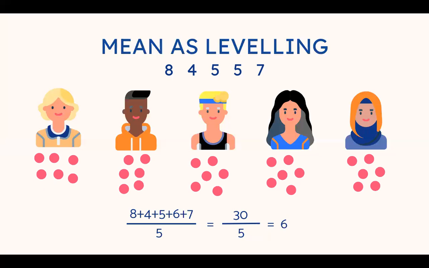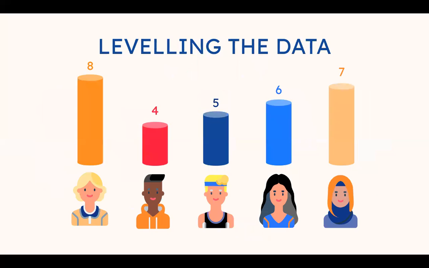You might be wondering why we're thinking about it as leveling the data when really we're distributing it more fairly. I encourage you to think about it like this, where each column here represents the amount of lollies that each student has. So the first student has 8, 4, 5, 6, 7. And we're going to level this data out. And the way we can do that, as we saw before, is that each student gets 6.